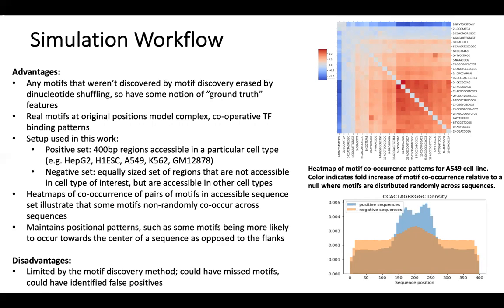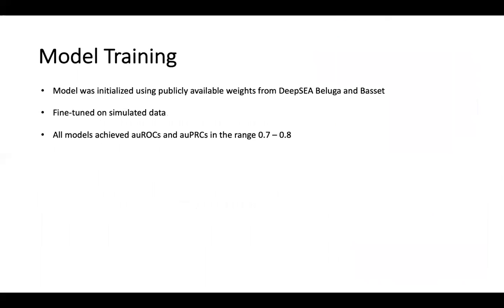Coming back to the simulation, one disadvantage of our approach is that we are limited by the motif discovery method, since we could have missed motifs or identified false positives. We pre-initialized our model with the DeepSEA Beluga and Basset weights and fine-tuned on our simulated data. All models achieved AUROCs and AUPRCs in the range 0.7 to 0.8.